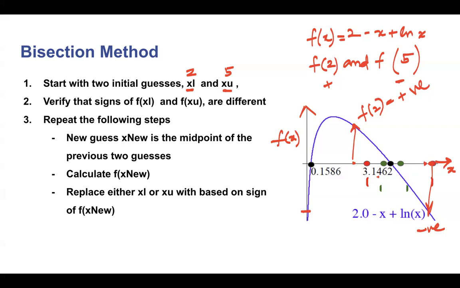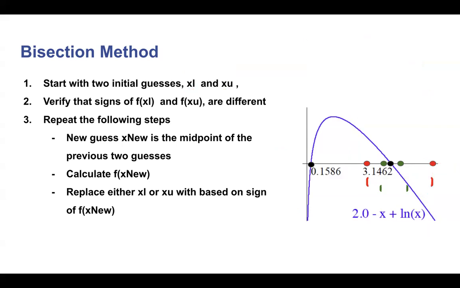So you have to choose the bracket in such a way that one value is positive and the other value is negative. It can be the other way around also, okay? f of 2 could be negative and f of 5 must be positive. Whatever it is, you will have to have opposite signs for your initial guesses. That's the first thing you have to keep in mind.